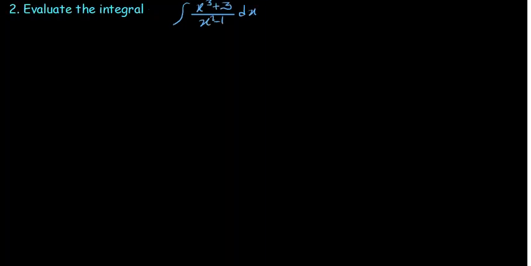Let's consider this one. We want to evaluate the integral of x to the power 3 plus 3 divided by x squared minus 1. Same, this can be broken down into A divided by, we've got a difference of two squares, so one term is going to be x plus 1, and then plus B divided by the other one, x minus 1, dx. So this is the form that it is going to be in.